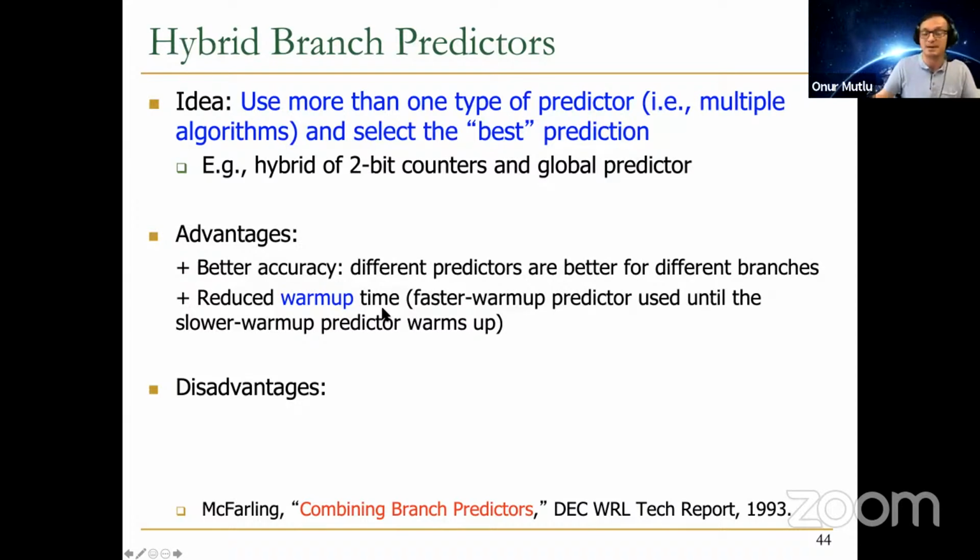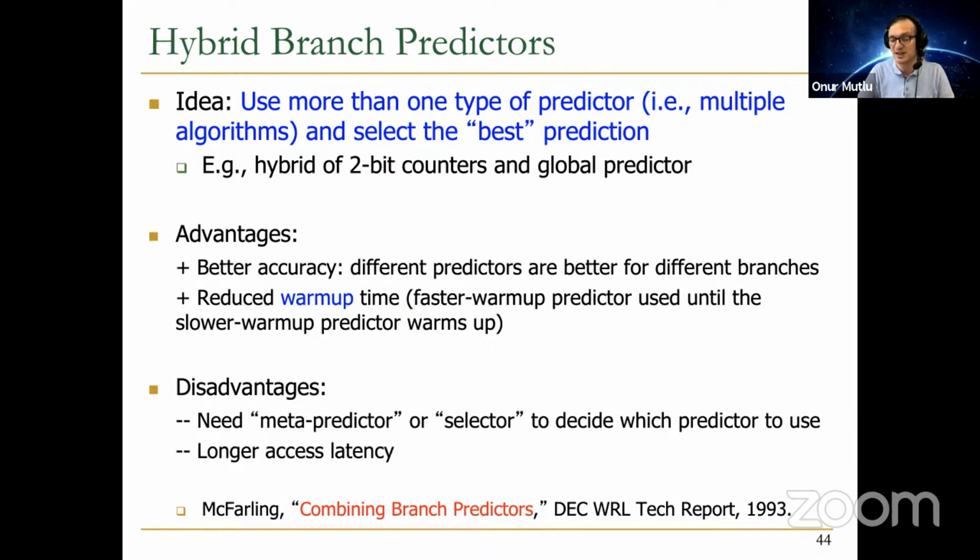Basically, a slower warm-up predictor, because that's already warmed up. For example, a compile time branch predictor is already warm, right? You get a single bit saying this is the likely direction. If your other predictor is not good enough yet because it has not been trained over time, you pick the compile time prediction. Of course, the disadvantage is you should figure out how to pick which predictor to use. And if you don't do a good job, this may actually be bad.